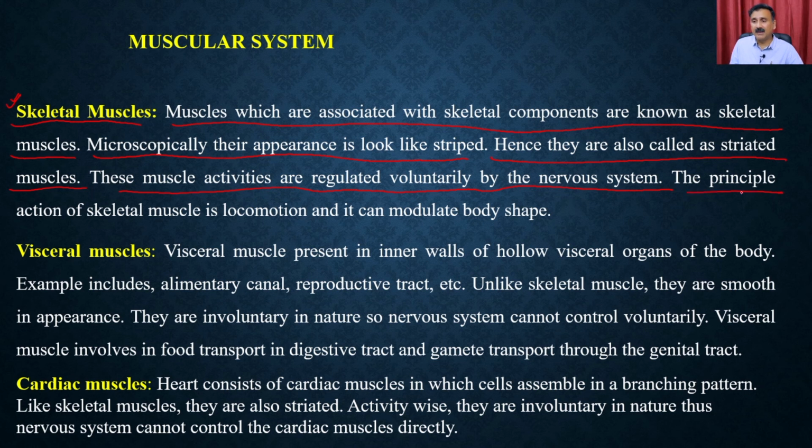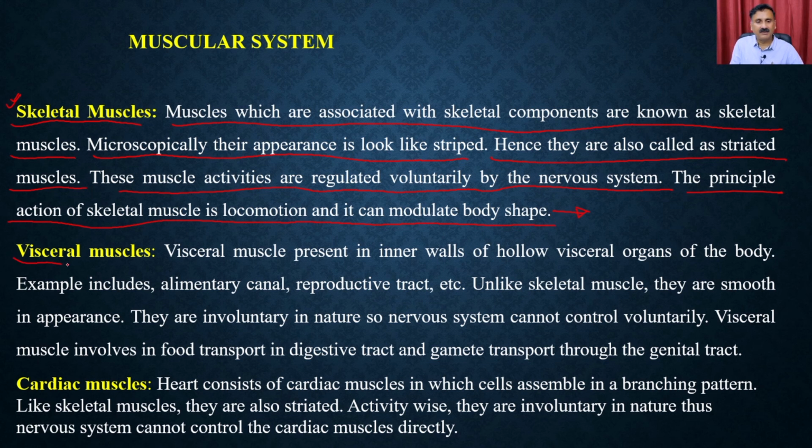The principal action of the skeletal muscles is locomotion, and they can modulate the body shape as well. So skeletal muscles are the major muscles present in the human body, and they are striped muscles. They have the stripe-like fiber appearance, and they are regulated voluntarily by the nervous system, which means they can move as per the wish of the person.